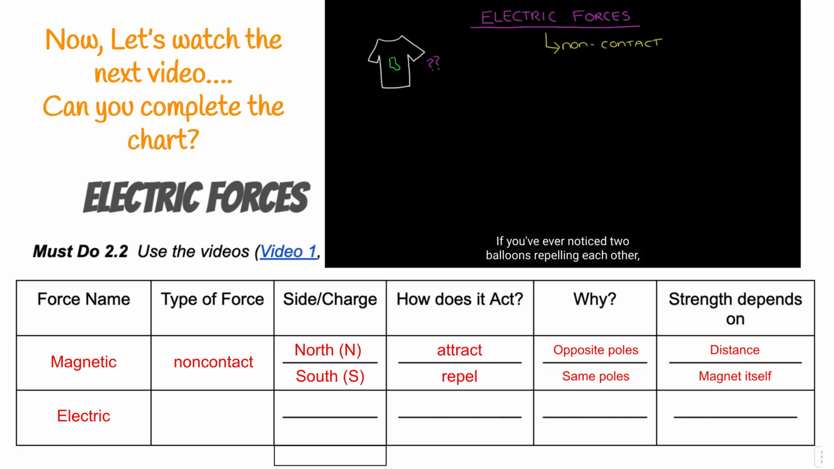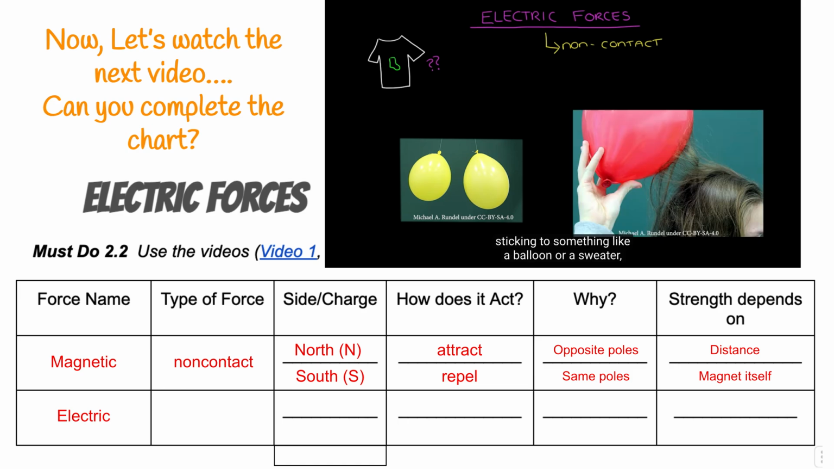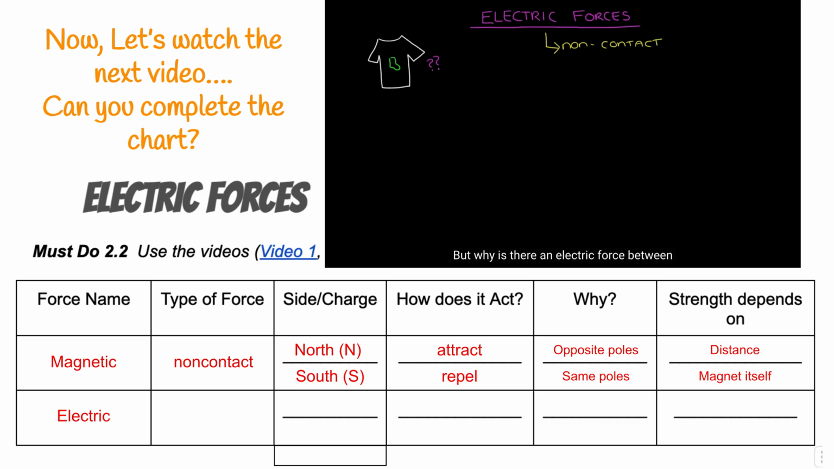If you've ever noticed two balloons repelling each other, or if you've ever noticed your hair sticking to something like a balloon or a sweater, that's what I'm talking about. But why is there an electric force between the shirt and the sock after they're taken out of the dryer? Well, it turns out that electric forces are caused by a property of matter called electric charge.